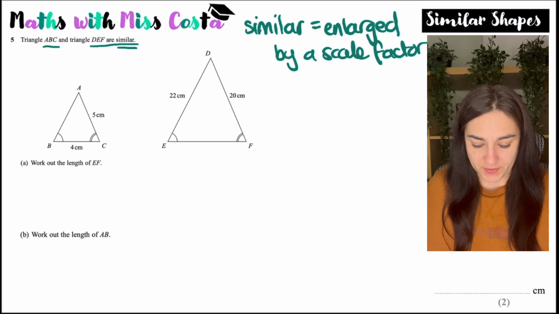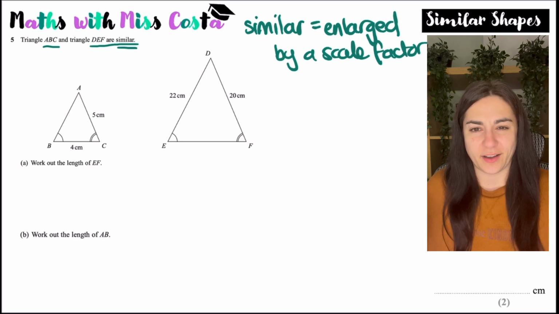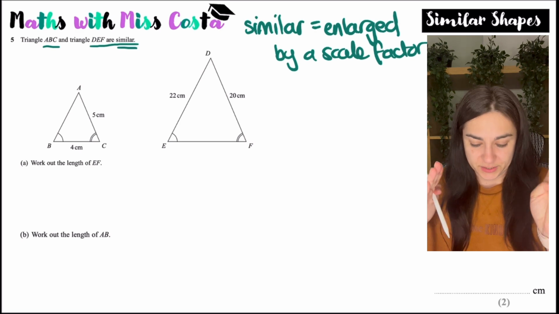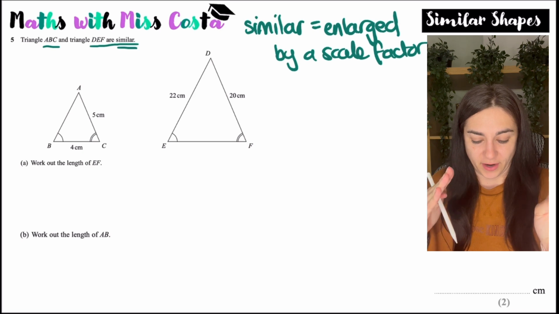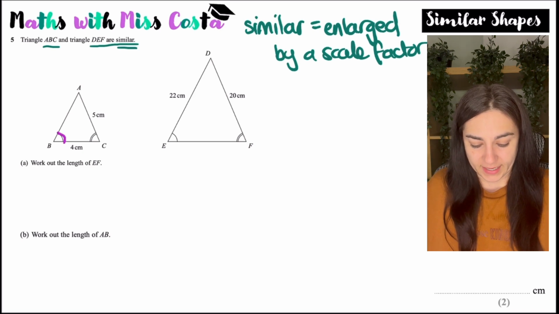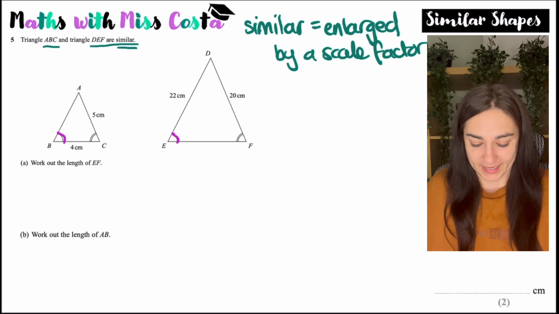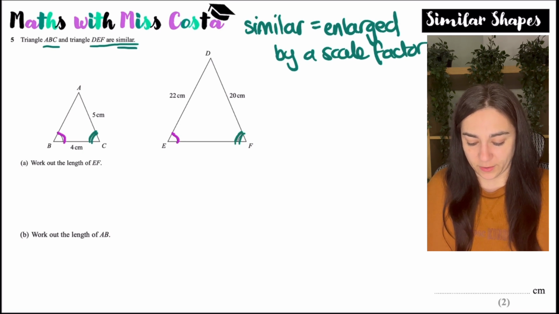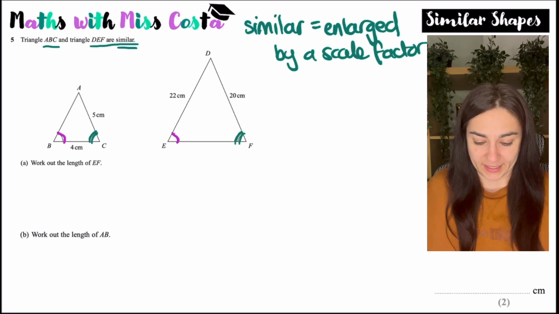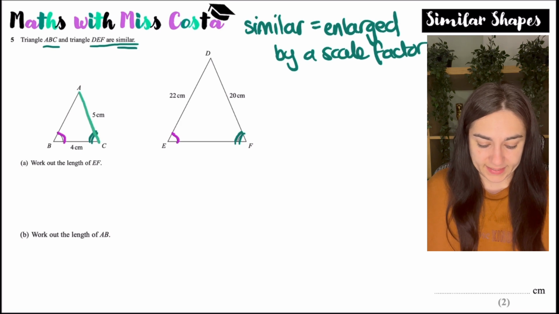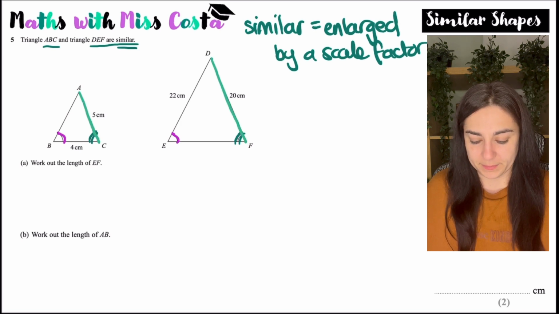So what I want to do is find two sides that are corresponding to each triangle. So I know that this angle here is equal, so angle B is equal to angle E, and angle C is equal to angle F. So I know those two base angles are equal. Therefore, these sides here must be equal.